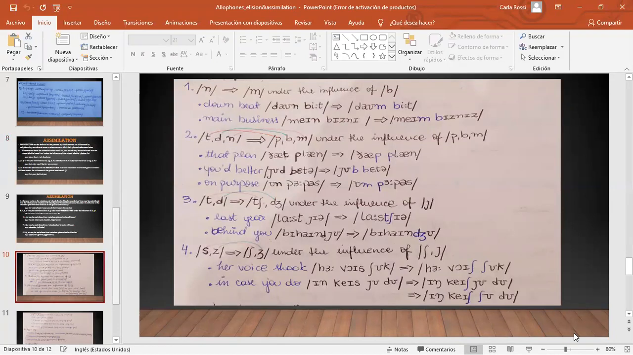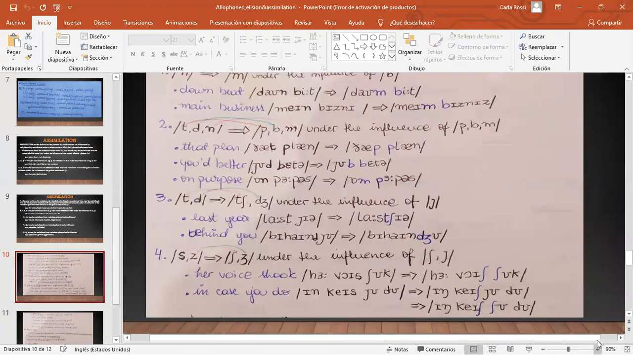That's why I made this with some colors. It turned out horrible anyway, but it doesn't matter. Voiceless alveolar plosive assimilated into voiceless bilabial plosive, voiced alveolar into voiced bilabial, alveolar nasal into bilabial nasal.